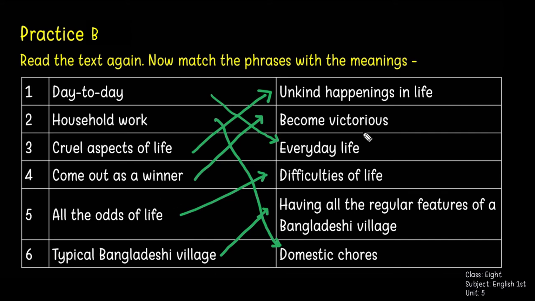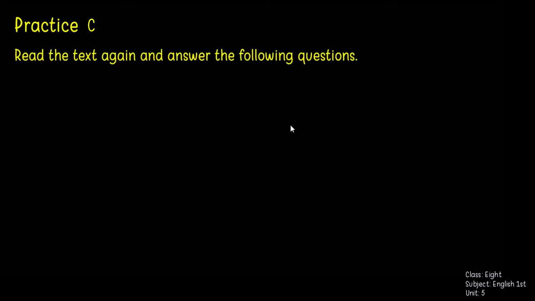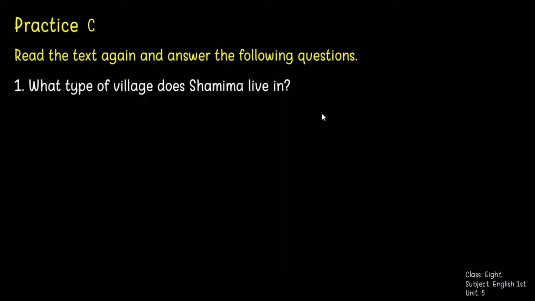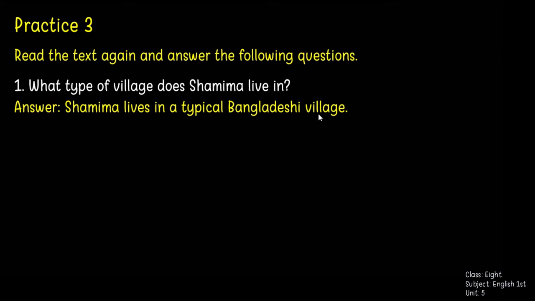Yes, I think this helps you to understand vocabulary better. Now we need to read the text again and answer the following questions. Remember, you need to read the text again and again so that you can understand better. Yes. So now, question answer. Question 1. What type of village does Shamima live in? I think answer is already in your mind. The answer will be Shamima lives in a typical Bangladeshi village.